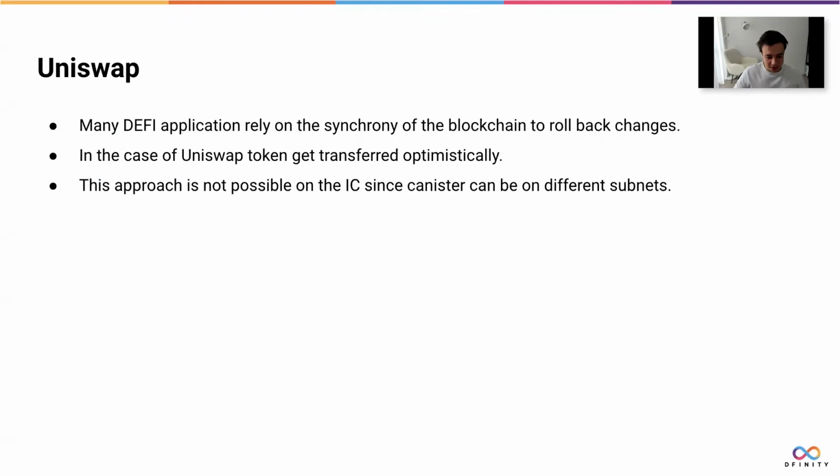As mentioned, on these synchronous chains, many DeFi applications rely on this rollback mechanism, so that you can roll back many smart contract calls. As we've seen in the Uniswap source code, the actual transfers happen optimistically. This is not doable on the IC due to the asynchronous model that gives it scalability. So the big feature is scalability.